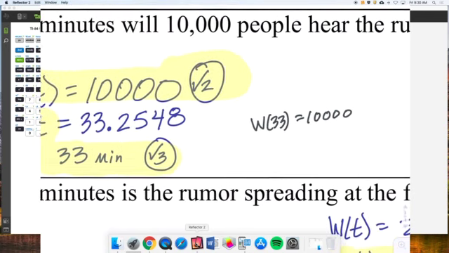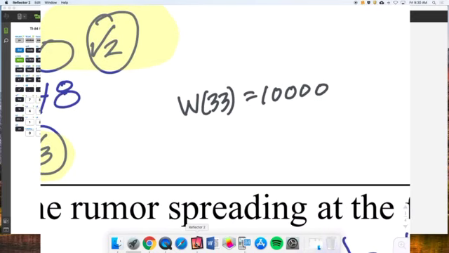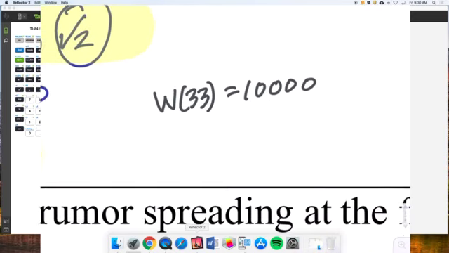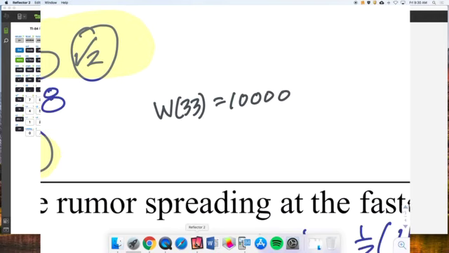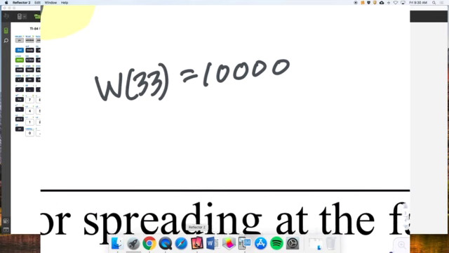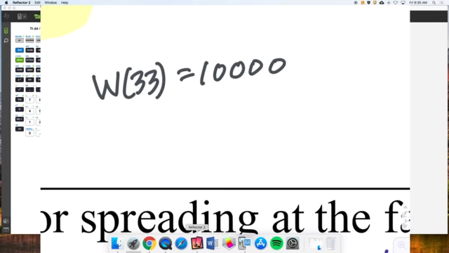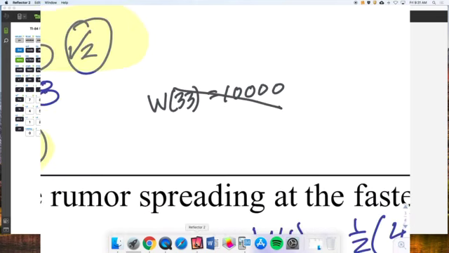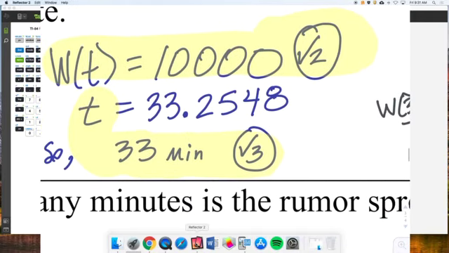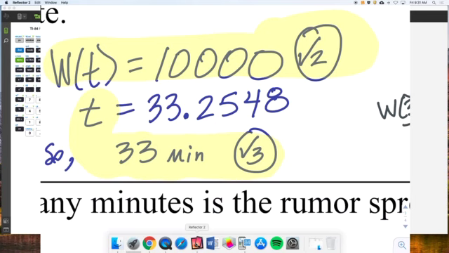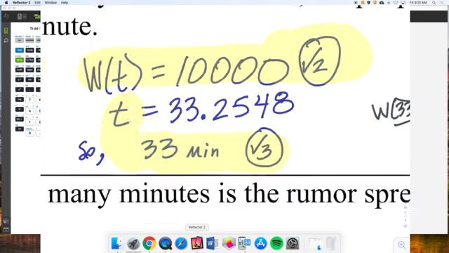That says kind of the same thing, but it doesn't communicate how you did it. And I still wouldn't know how you did it. Did you just randomly plug in values and evaluate it until you got close to 10,000? Or did you actually find the point of intersection? I can't tell if you set it equal to 10,000 and found the point of intersection, or plugged in a 33 to get 10,000. So that's not the way to do it, okay? You set W of T equal to 10,000. Now I know you're solving that equation. And then underneath there, T equals.